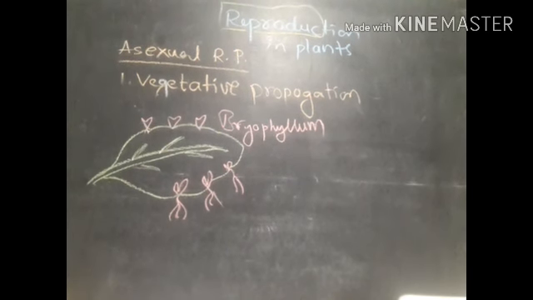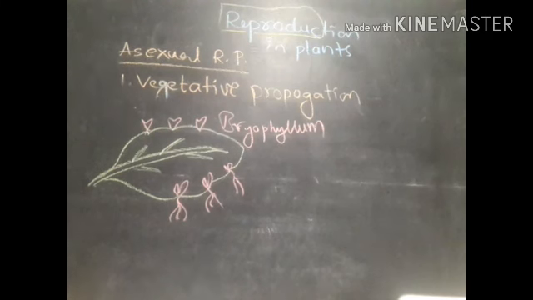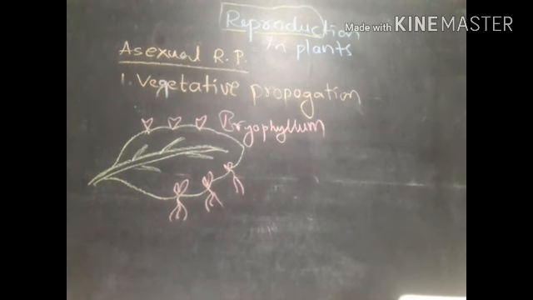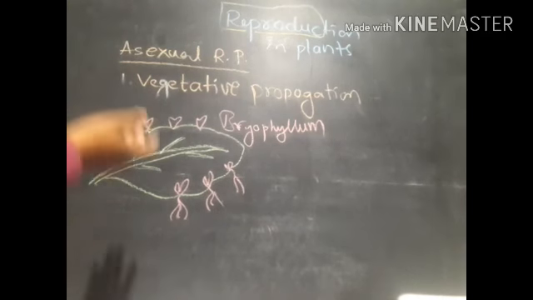So here, this is one of the types, vegetative propagation. Next, we'll discuss more about the asexual type of reproduction in further classes.